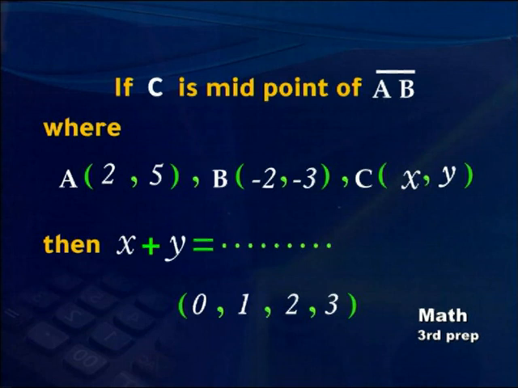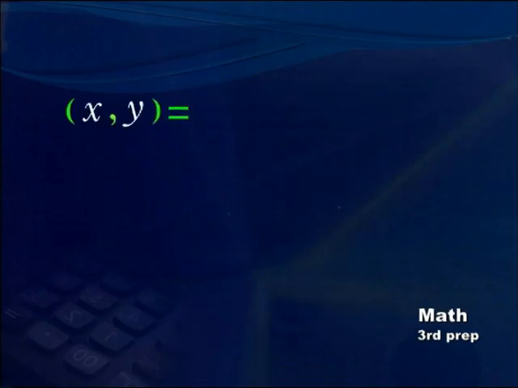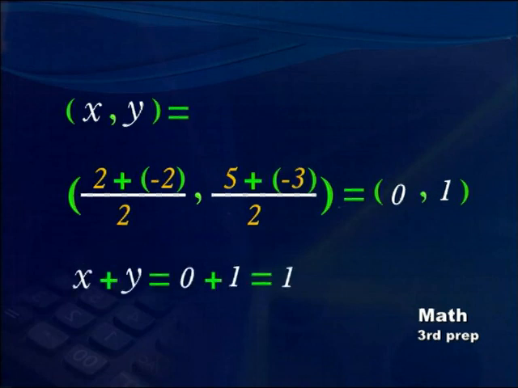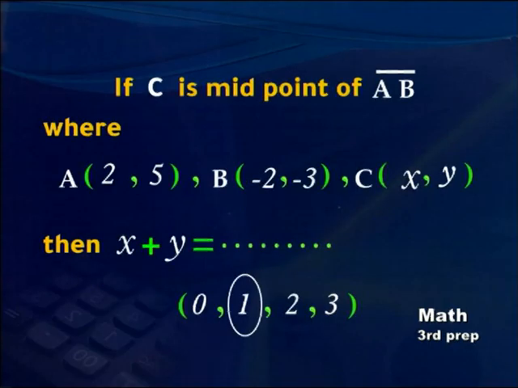As C is the midpoint of AB, so we can say that C, which is (x, y), equals (2 plus -2) over 2 and (5 plus -3) over 2, which is going to be (0, 1). So the x coordinate will be 0 and the y coordinate will be 1. Then what about x plus y? It is 0 plus 1, giving a result as 1, which is going to be the second choice.